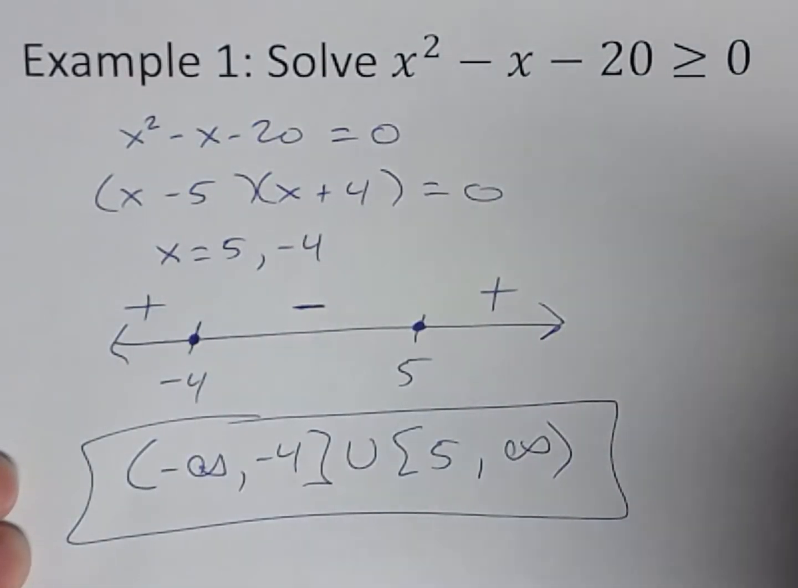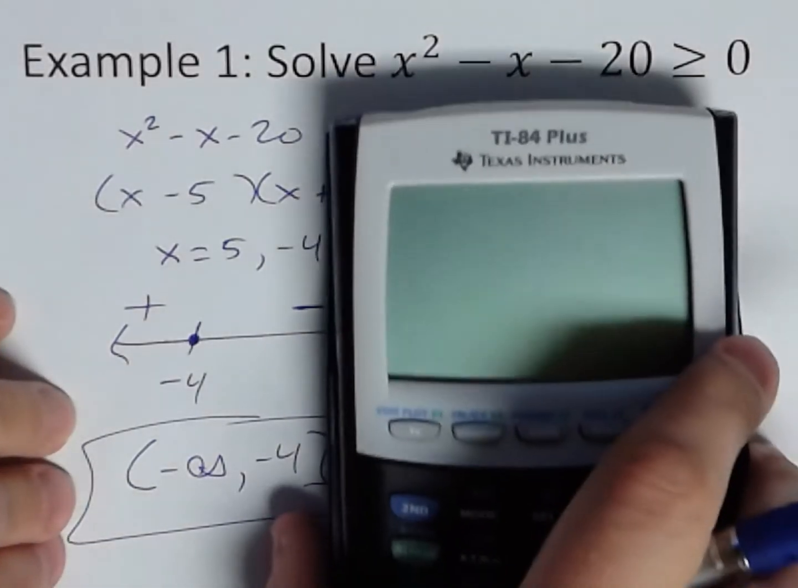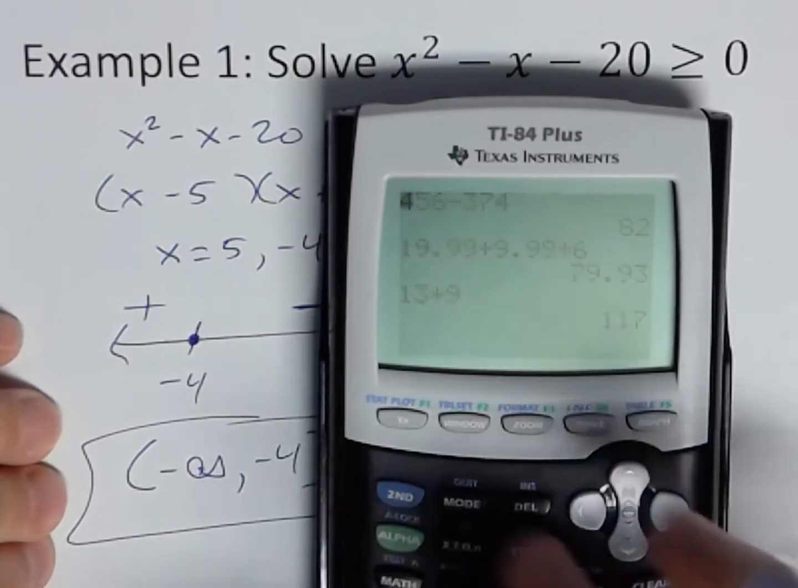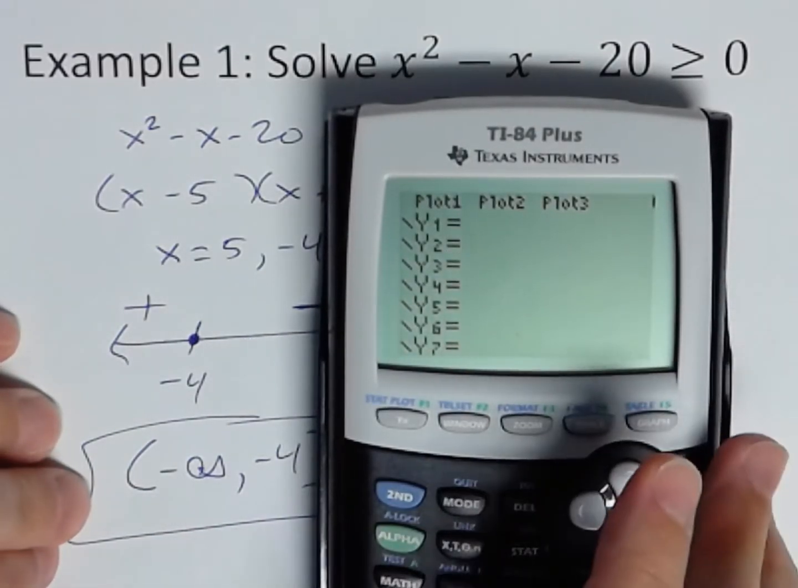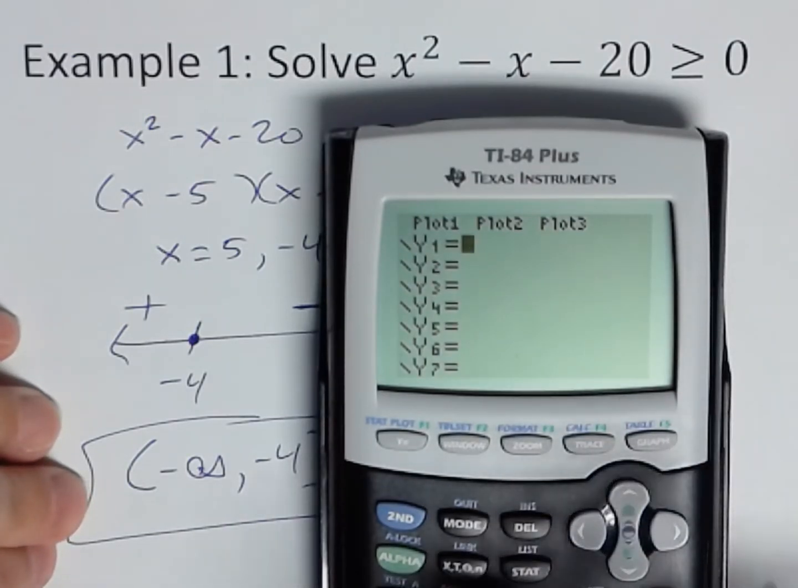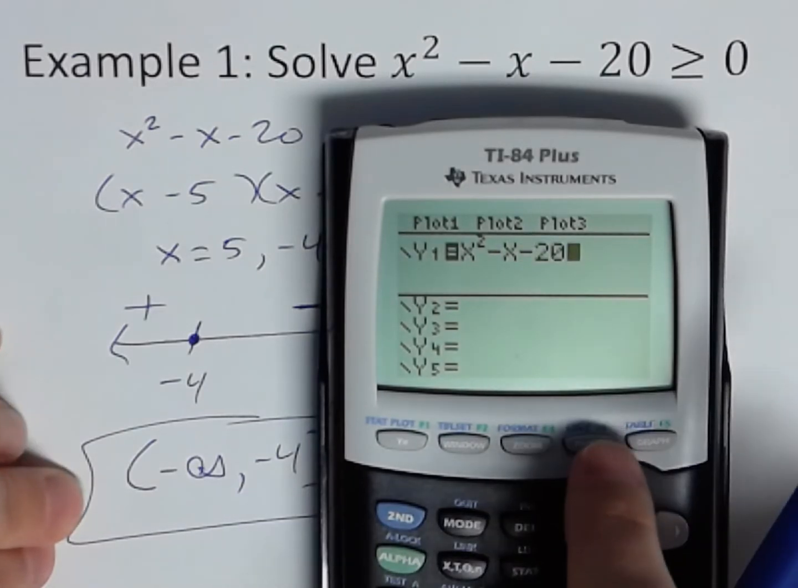Hey, there it is. Let me just do one more thing maybe just to drive this home. You don't necessarily need to do this. Let's graph this. Let me just illustrate visually what we'd be looking at. Let me just clear this stuff off my calculator. So we've got x squared minus x minus 20. Let me go graph this.